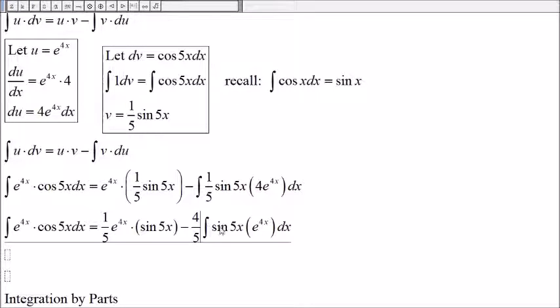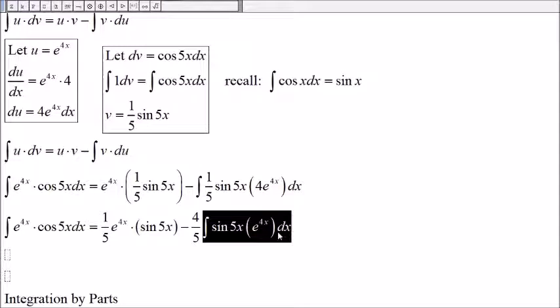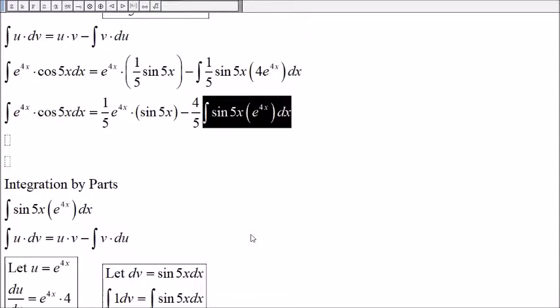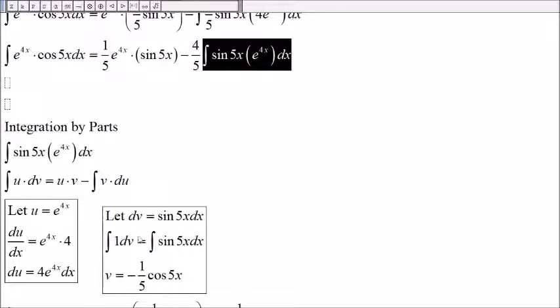And now we need to find this integral. And again, we will use integration by parts again to find this integral right here. So again, we choose to let u be e to the 4x, and then the sine 5x dx, we call it dv.